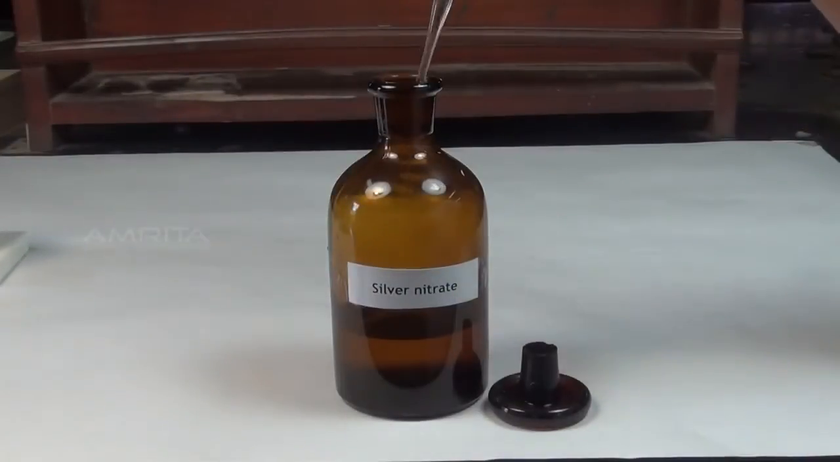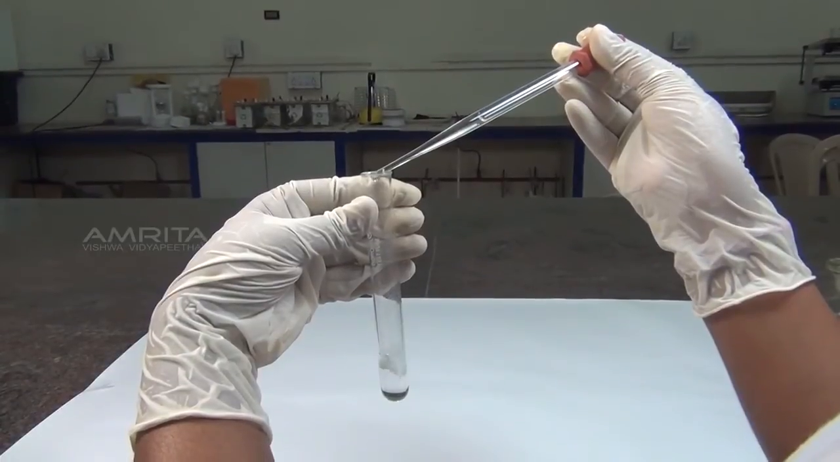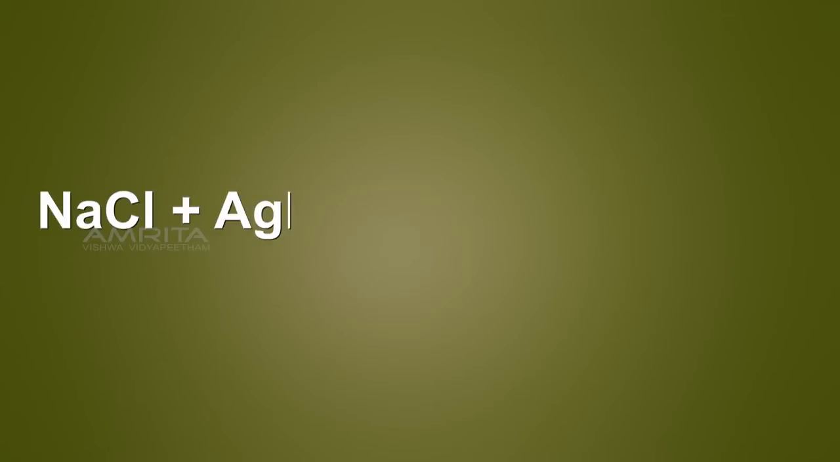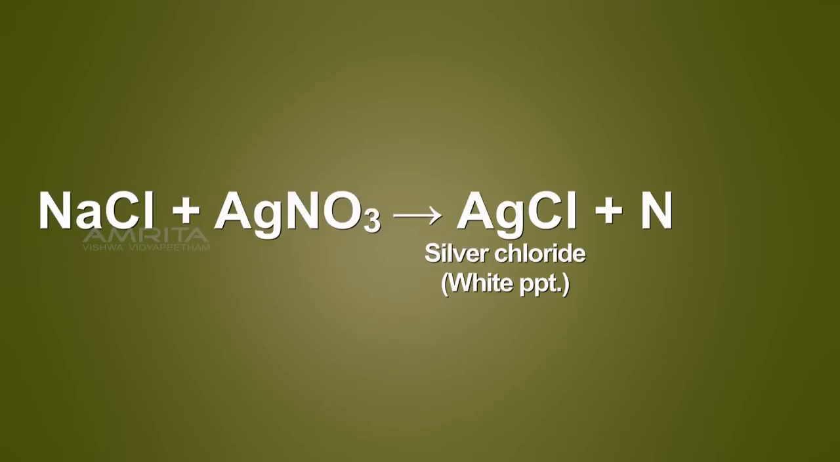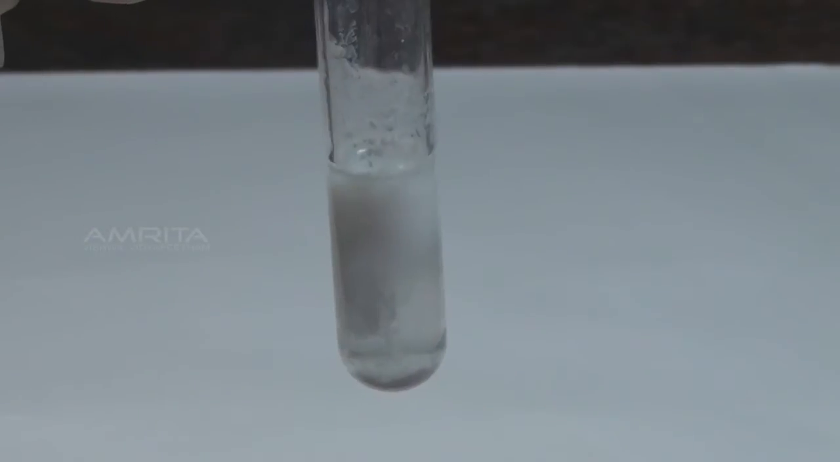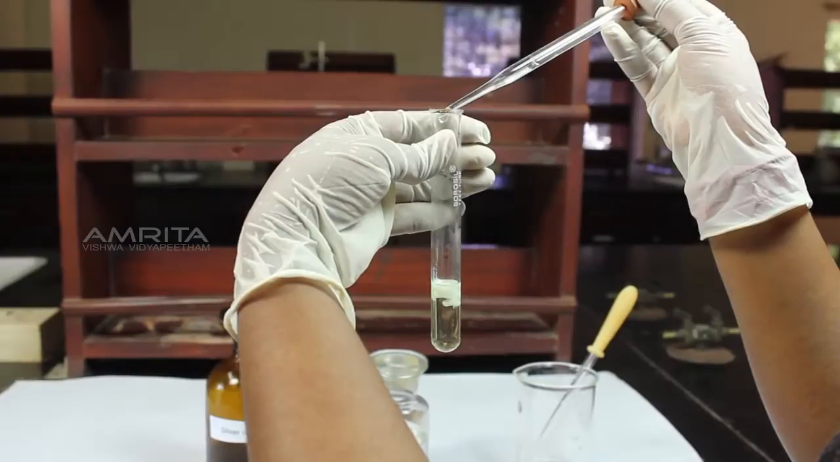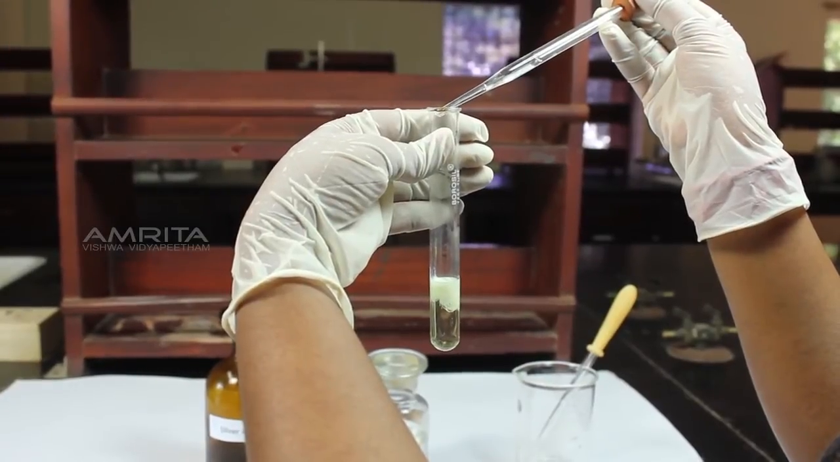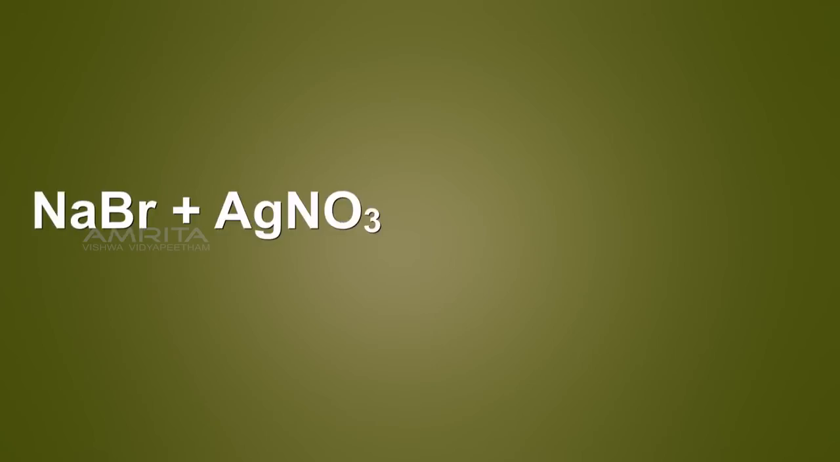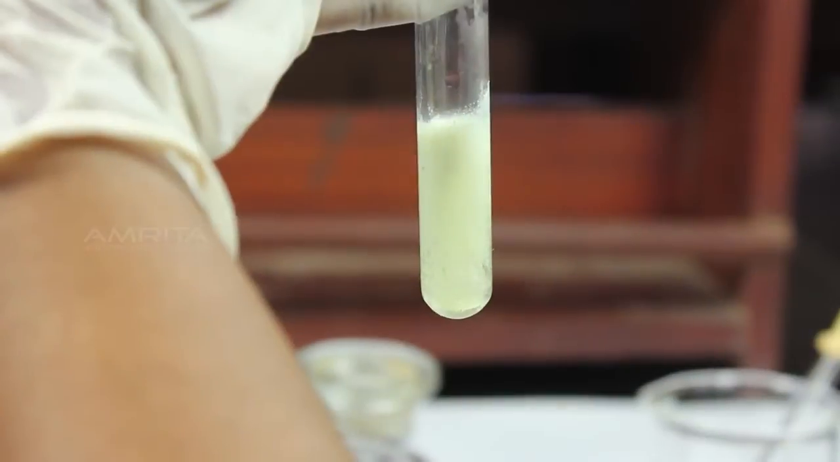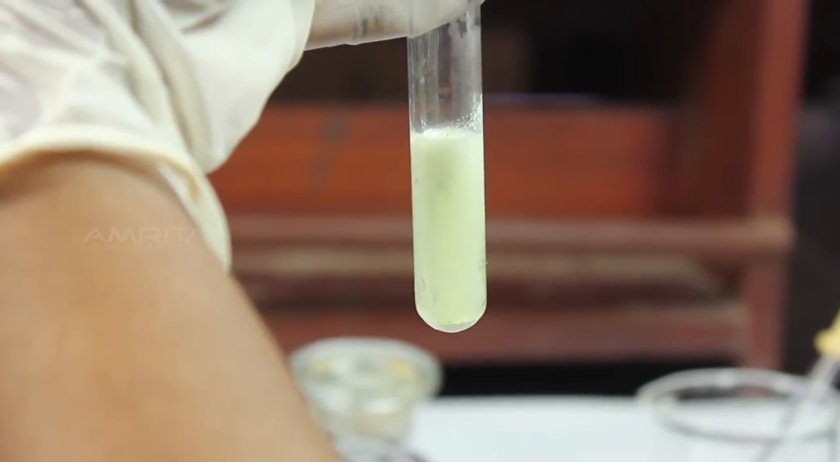Using another dropper, add silver nitrate solution to the test tube. If the organic compound contains chlorine, the sodium chloride formed during fusion reacts with silver nitrate to form a white precipitate of silver chloride. If the organic compound contains bromine, the sodium bromide formed during fusion reacts with silver nitrate to form a pale yellow precipitate of silver bromide.